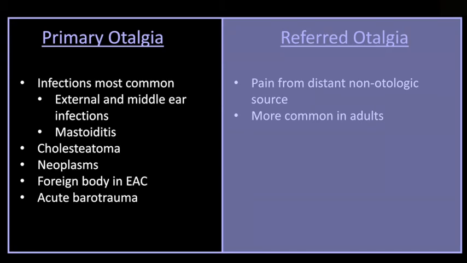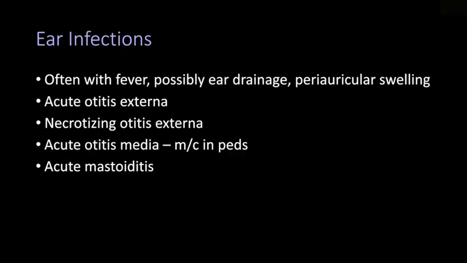So listed here are some causes of primary otalgia, and by far the most common cause of primary otalgia are ear infections, including otitis externa, otitis media, and mastoiditis. And typically these patients with ear infections will also present with fever, ear drainage, and periauricular swelling.